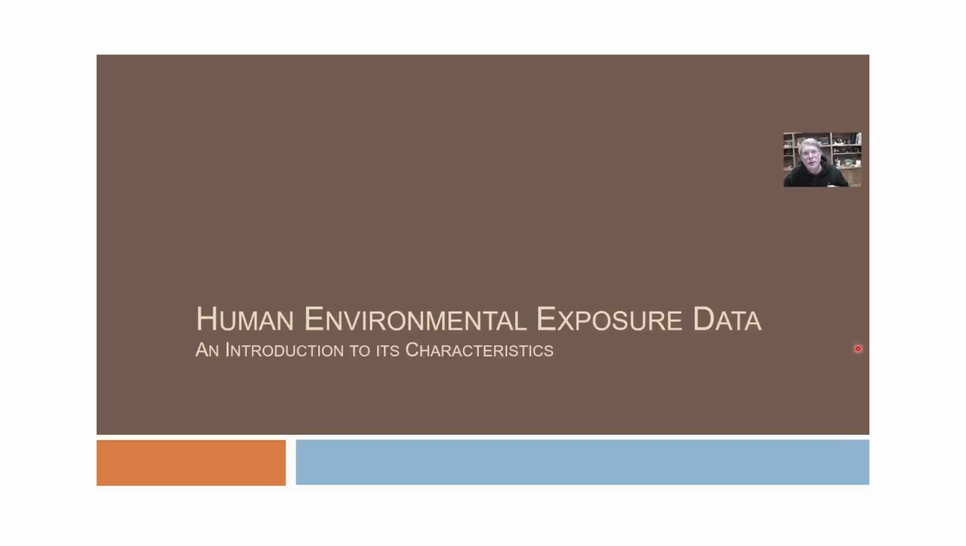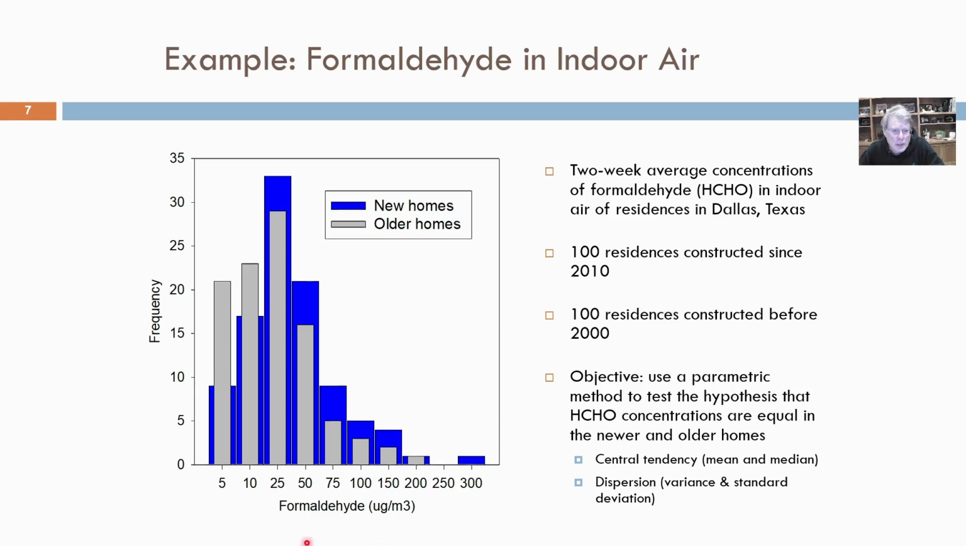Welcome to this video that provides an introduction to the characteristics of human environmental exposure data. This example is formaldehyde concentrations, a gas measured in indoor air of homes, a collection of older homes in gray, with the gray shown in the gray bars, a collection of newer homes shown in the blue bars. And on the y-axis is the frequency with which formaldehyde concentrations fell into these categories of concentrations. What are these concentrations? They're 2-week average concentrations of formaldehyde in homes in Dallas.